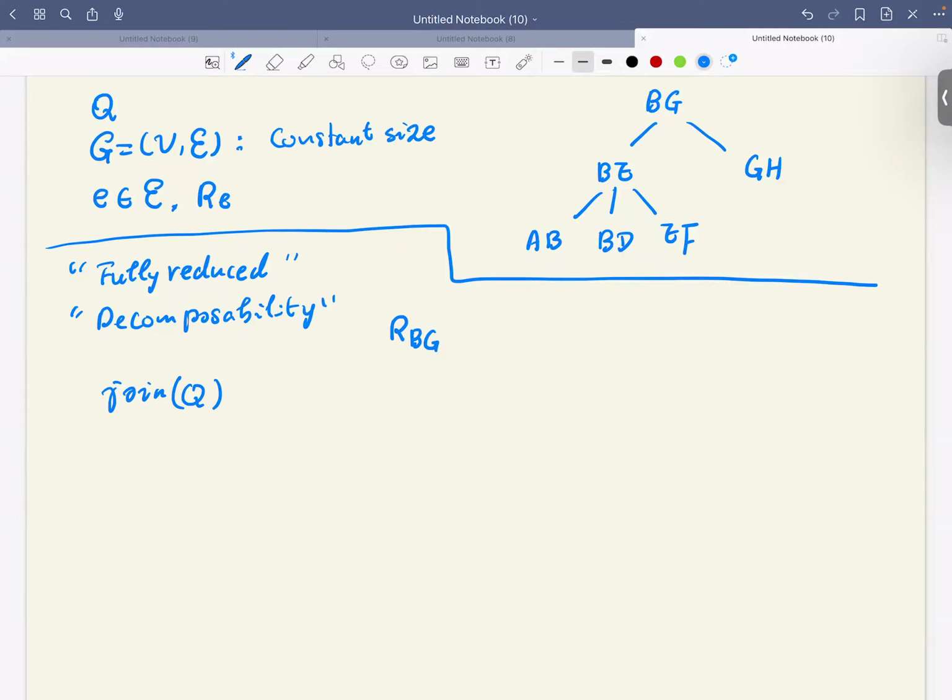Well, you should tell me A, B, C, D, E, F, G, H. Okay, I lost count, but those are the attributes, all right? So indeed, this join Q is the final result, okay?